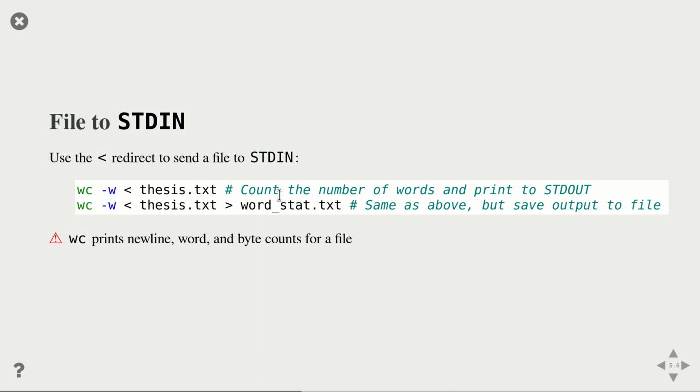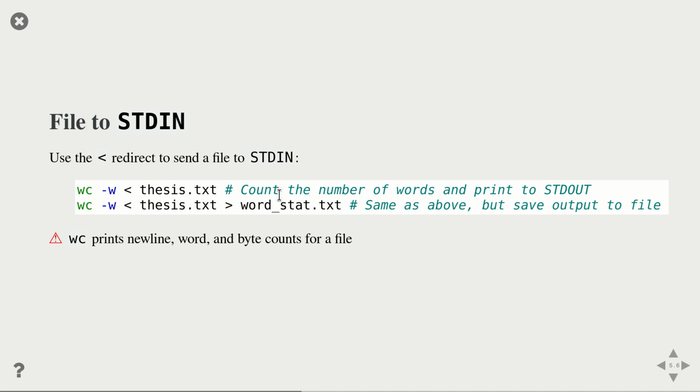Then you can use wc -w. So I'm only interested in the word count. And then you provide your thesis as a text file as an input. And then you can also combine. You can redirect two streams. So the output of this first command is going to be the number of words in your thesis.